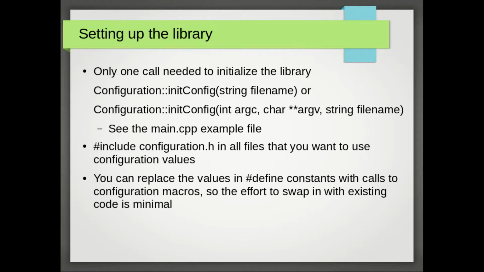One thing that may work well if you already are using a bunch of pound defines for managing everything is, in all the places where you actually have a pound define, you can just replace the value that you're pound defining directly with a call to get int or something like that, instead of having to go and replace it through the whole body of your code. So it should really be very easy to swap this in with an existing project, and I think it would be worthwhile to do so.